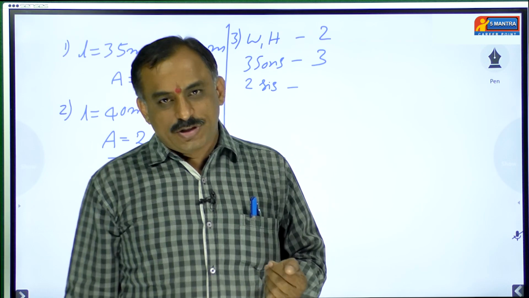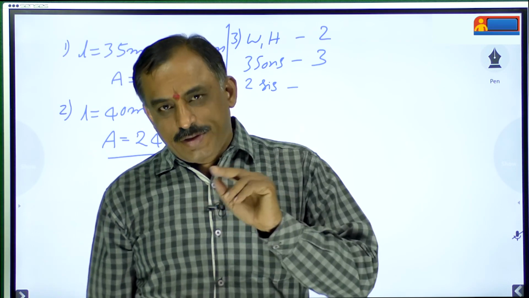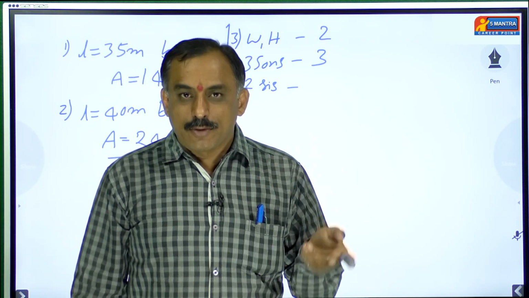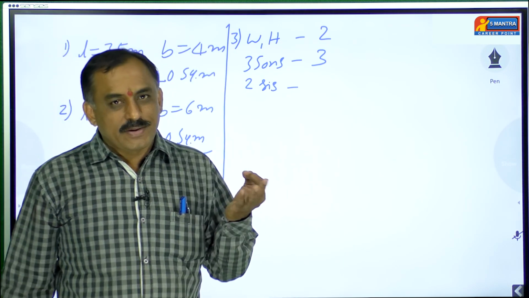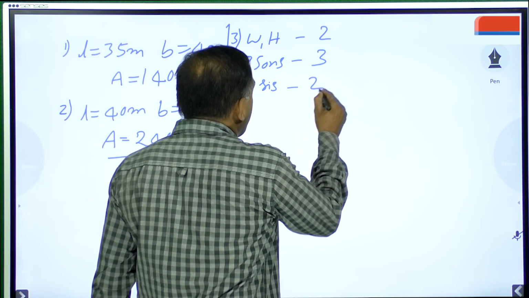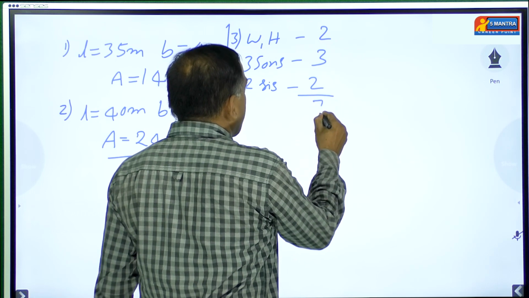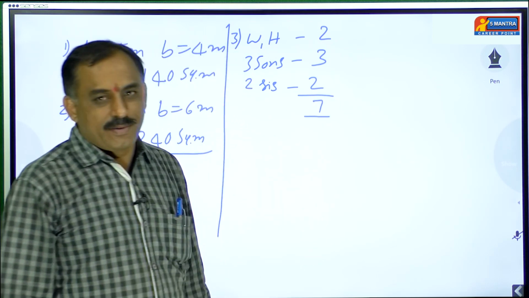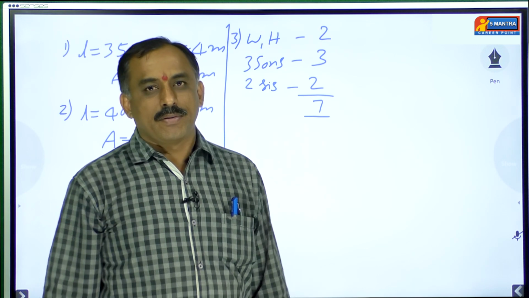So the big brother has 2 sisters. No doubt, these 2 sisters are common for the second brother and also the third brother. So how many sisters are there? Only 2. Total how many members? 7 members. It is not 11. Total 7 members are there.